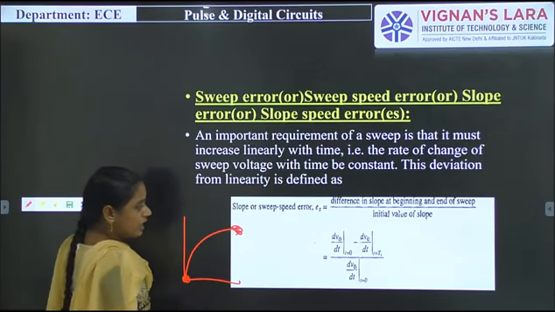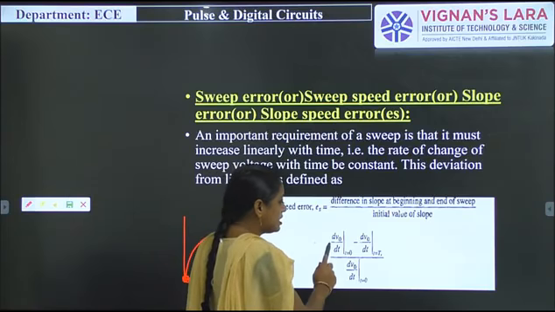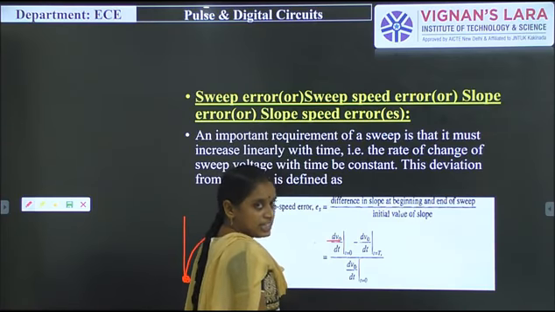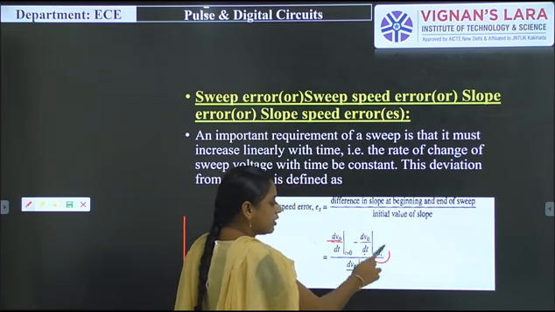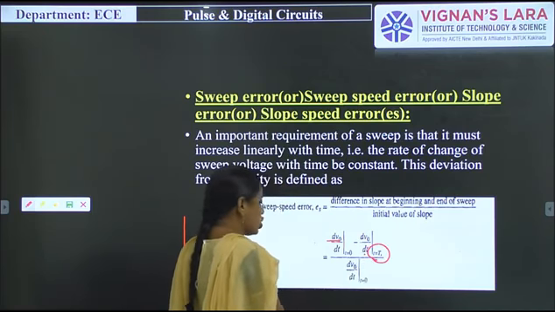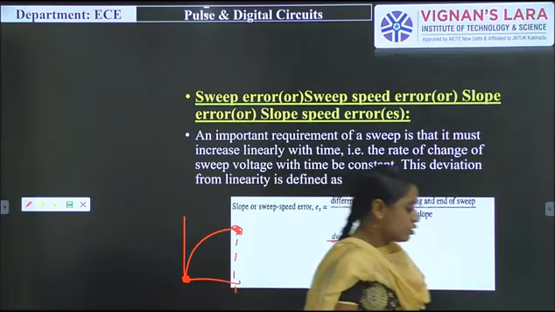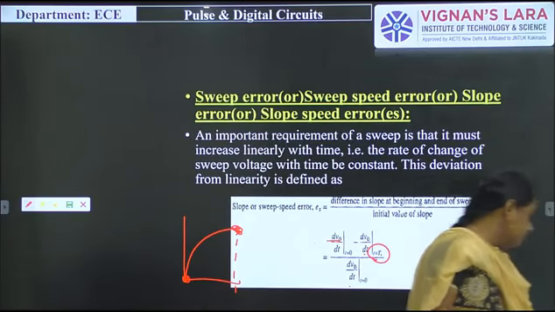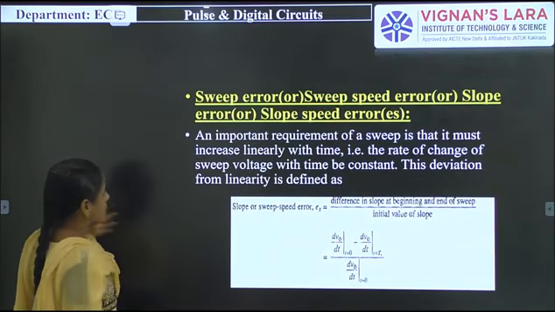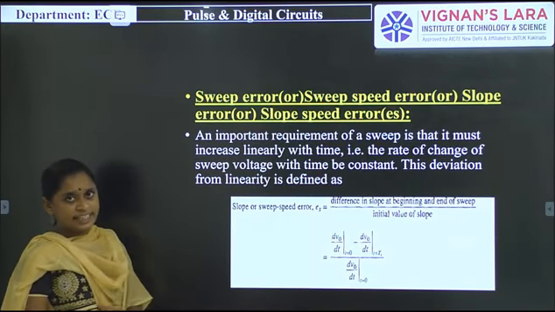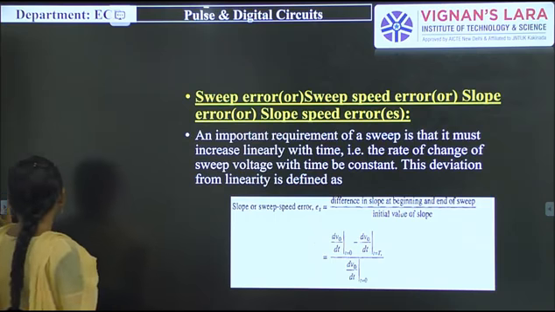The definition is simply represented like this: dV0/dt at t equals 0, that is the initial slope, minus dV0/dt at t equals Ts, that is the final condition, divided by the initial slope. So this is about the slope error or sweep error, which is indicated with ES.